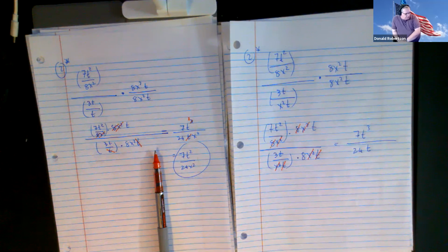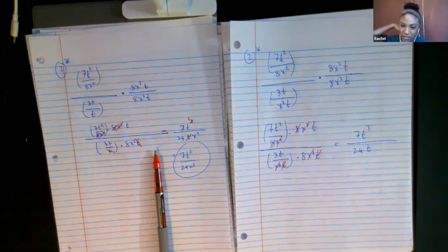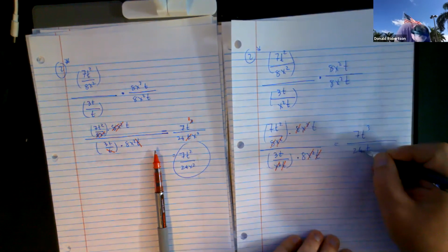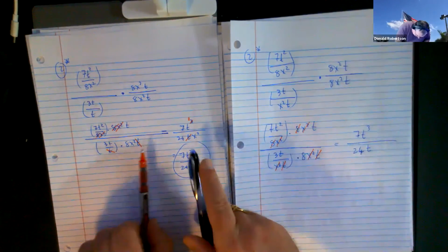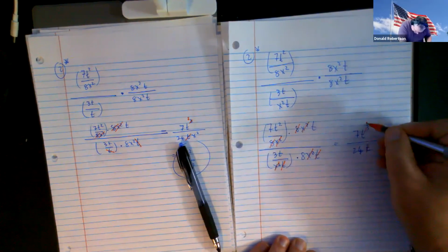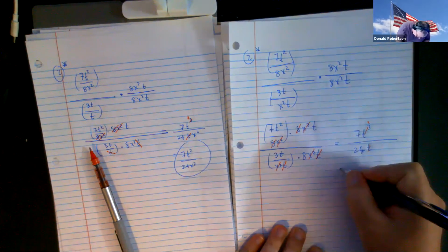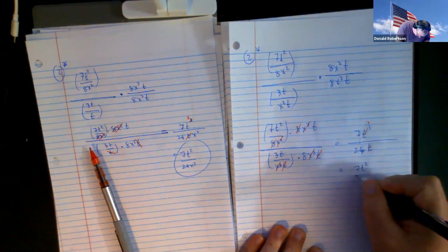Looking good? Sometimes that's the answer. You don't do any more, you're finished. But not this time. Can you do just a little bit more and it's finished? Is that 24t at the bottom? Yes. Okay, it'll be a t squared. Yeah, so you cancel that and get a t squared. So we're finished with 7t squared over 24.